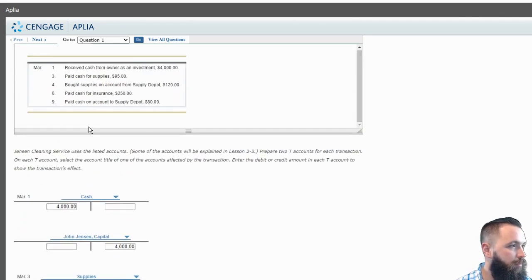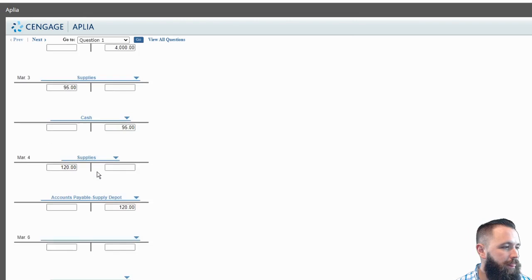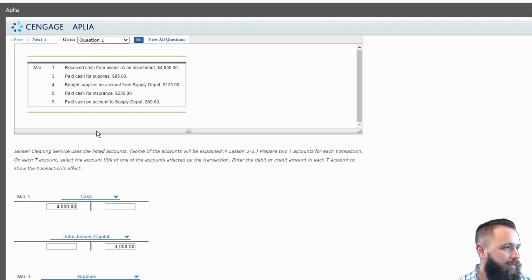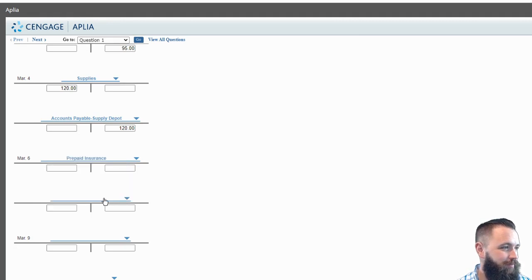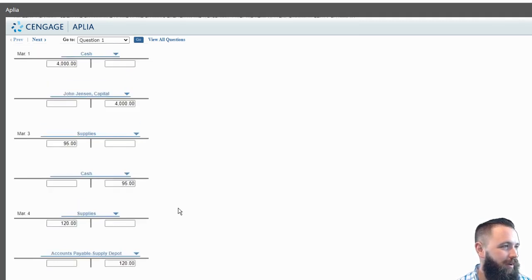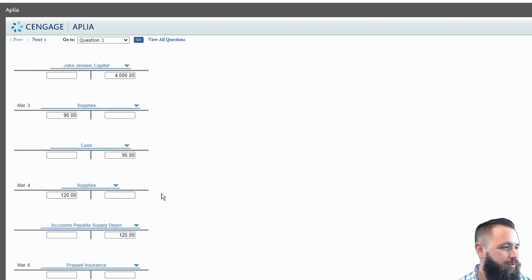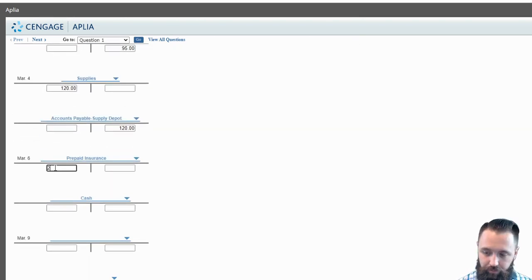Let's go to the 6th, paid cash for insurance. I know cash is going to go down, and prepaid insurance is going to go up. They're both assets. Assets increase on the debit side, decrease on the credit side. Gotta look at it one more time. Paid cash for insurance. So insurance is going to go up, and cash should go down. So prepaid insurance is $250. So the increase in asset, we debit it. To decrease cash, we credit it, and they're both assets.